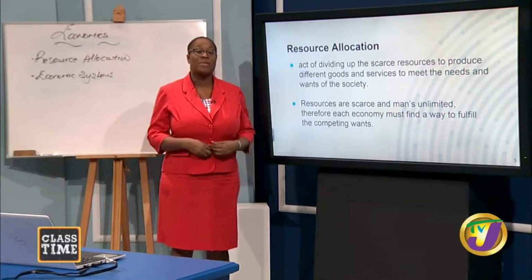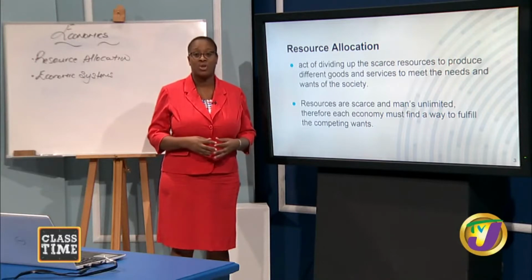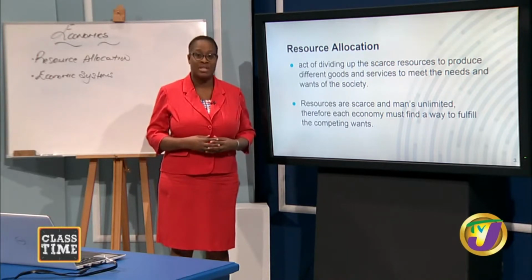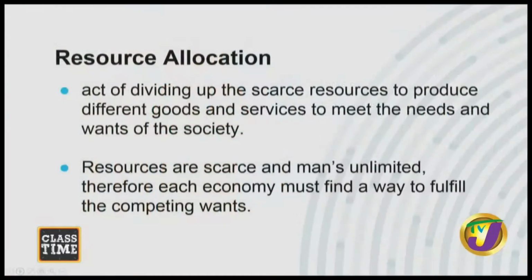Now, based on what we have done before, we realize that we utilize the factors of production, which is land, labor, capital, and entrepreneurial skills, to make or to produce goods and services. Now, how we are going to utilize them is referred to as resource allocation. So by way of explaining the term, it is simply the act of dividing the scarce resources that are available to produce the different goods and services to meet the needs and the wants of the society.